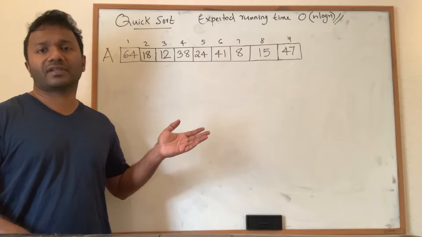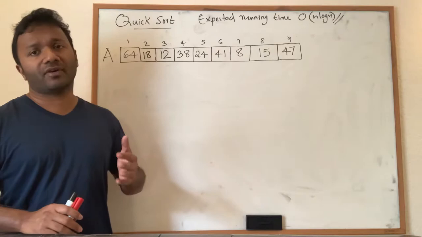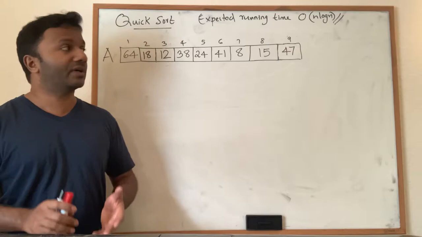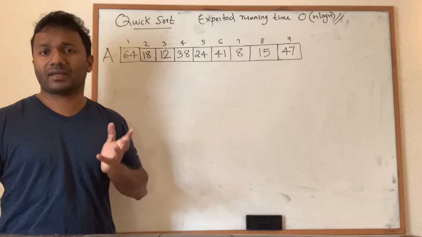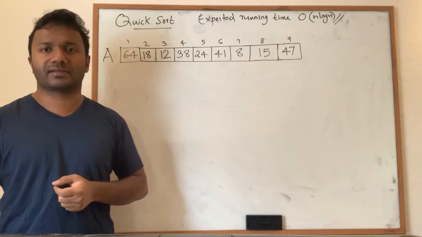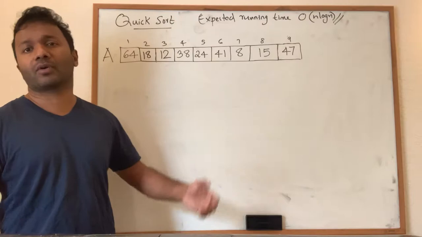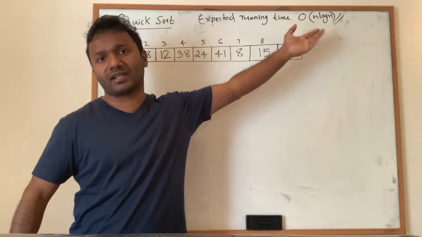Okay, the running time of quicksort in the worst case is quadratic, which is bad. However, the expected running time is big O of n log n, which is nice, and therefore this algorithm is pretty fast in practice, and that is one of the reasons why this algorithm is so popular. In fact, even more popular than some algorithms which give a worst case running time of n log n, like merge sort.